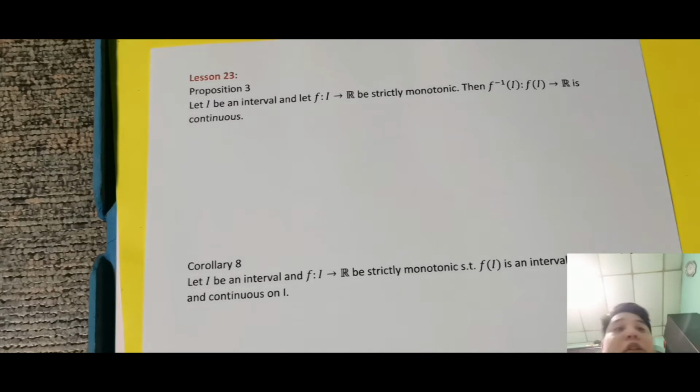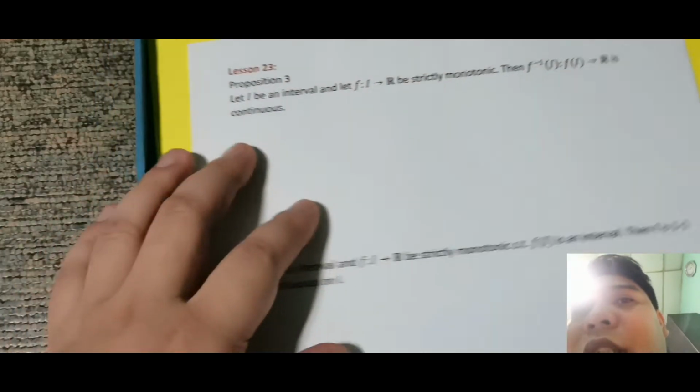Let I be an interval and let f be a function mapping from the interval I to the real numbers. If f is strictly monotonic, then f inverse from f of I to the real numbers is continuous. Here I'll just give an example where we can see that both are continuous as they have the same domain.